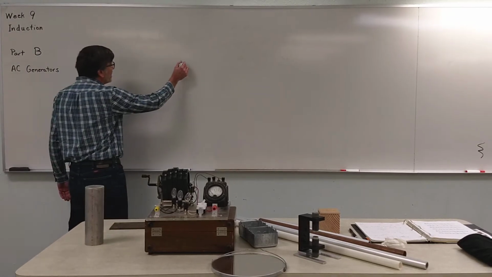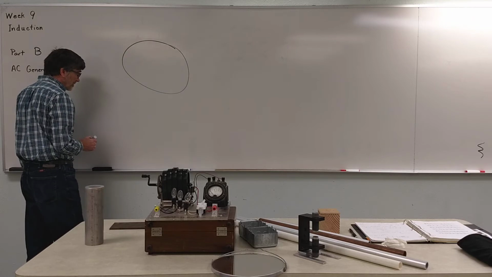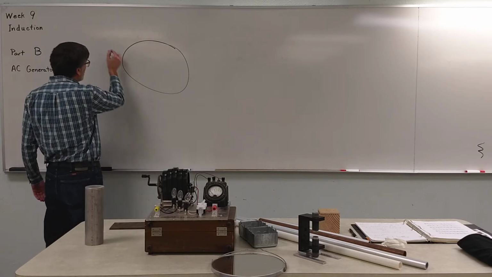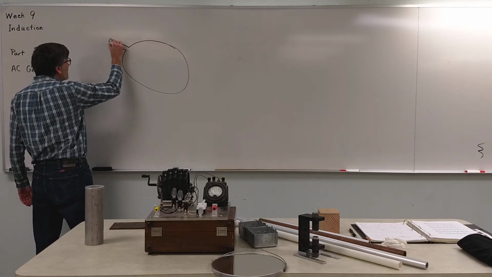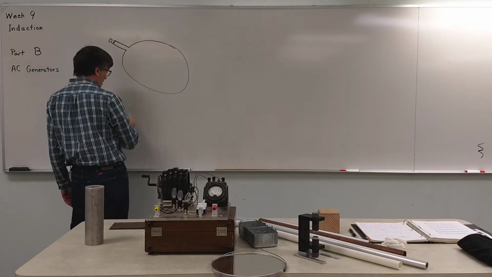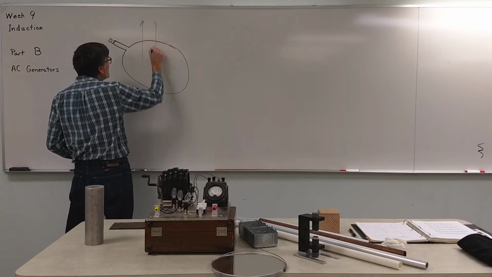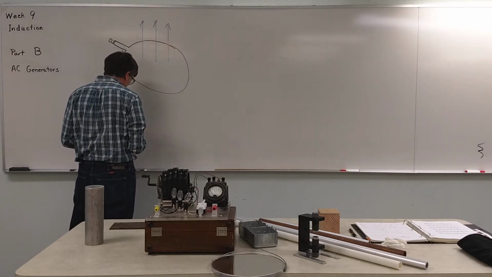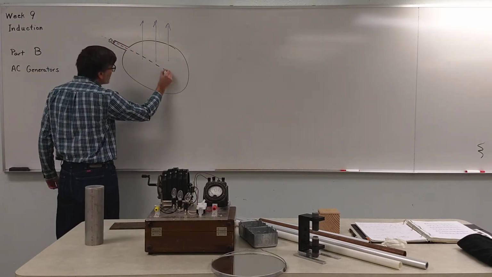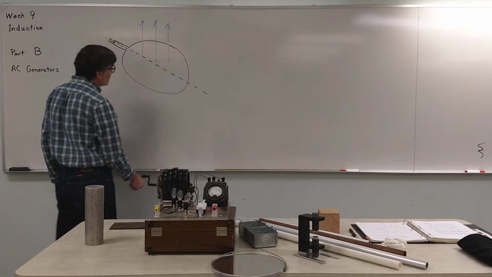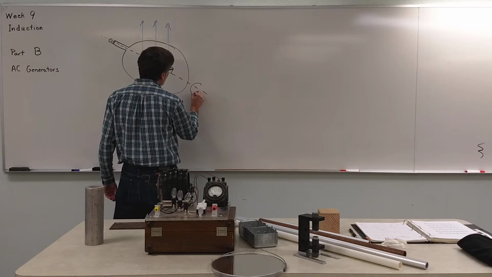So let's draw a loop of some kind, and we're going to rotate the loop about an axis, not on its center, but somehow we're going to have some connections. Have a B field that's going through the loop like so, but we're going to rotate it about an axis like this. So we'll let the loop rotate. Let's say that it rotates around like so.